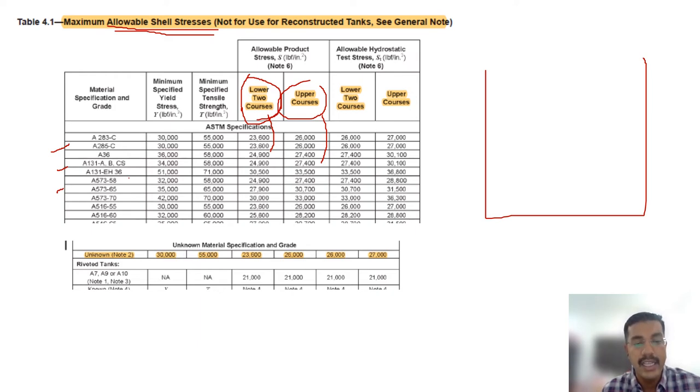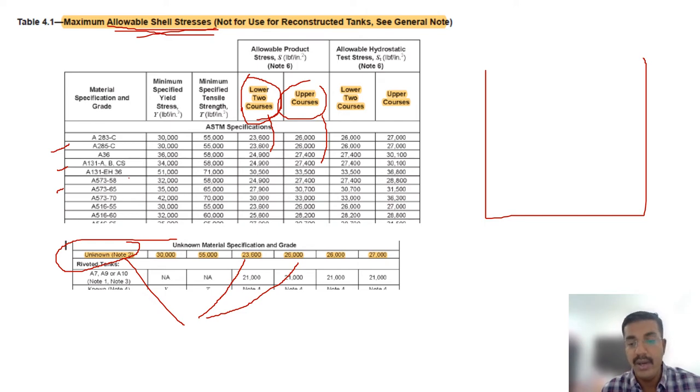So this is the way to find out the allowable shell stress. And here there is another one given. If the material grade is not given, and in the question it is written that the material is unknown, then for the lower courses the value is like that, and for the courses above the lower two shell courses the value is like that. Okay, so this is for the S.